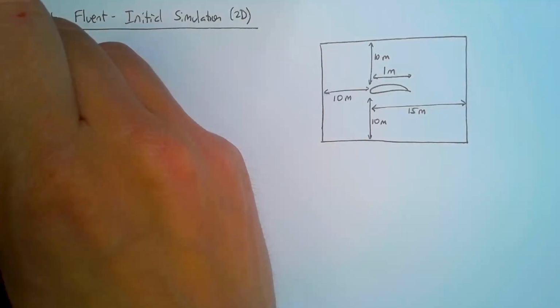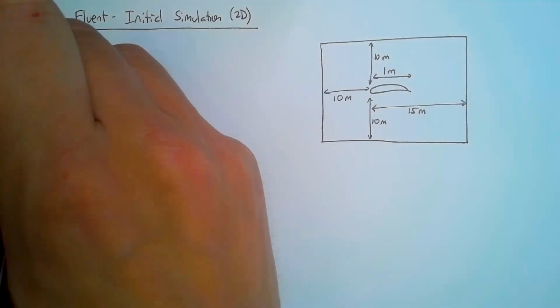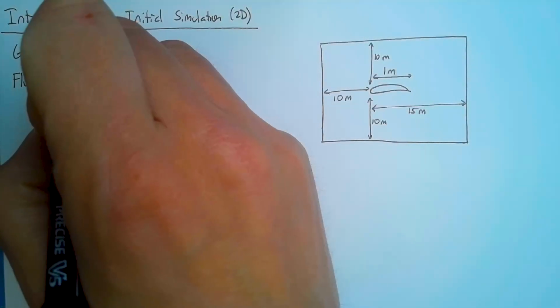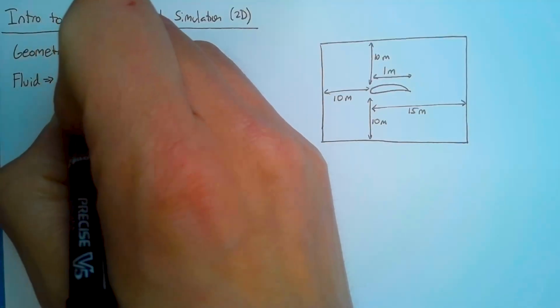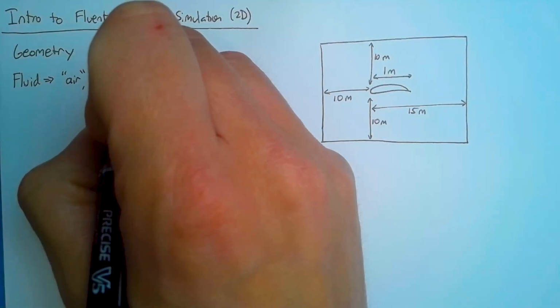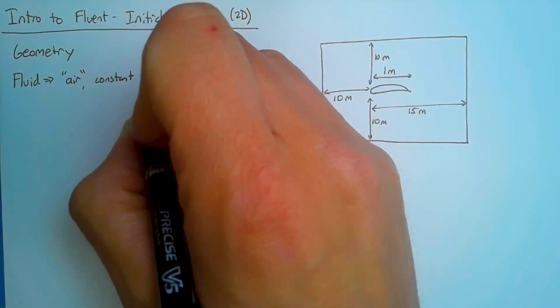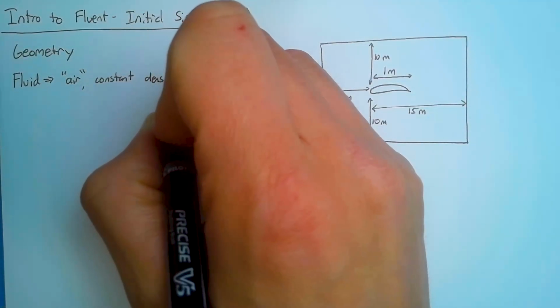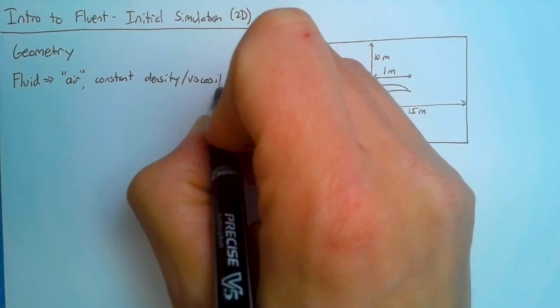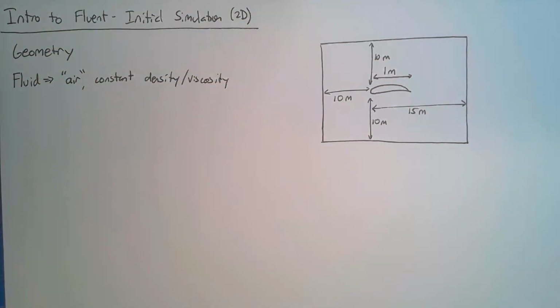Now next, we need to define what sort of fluid we're going to be using. For baseline, we can say air, but ANSYS Fluent needs a very specific definition of what air is. For our model, we're going to use the default, which is a constant density and constant viscosity.